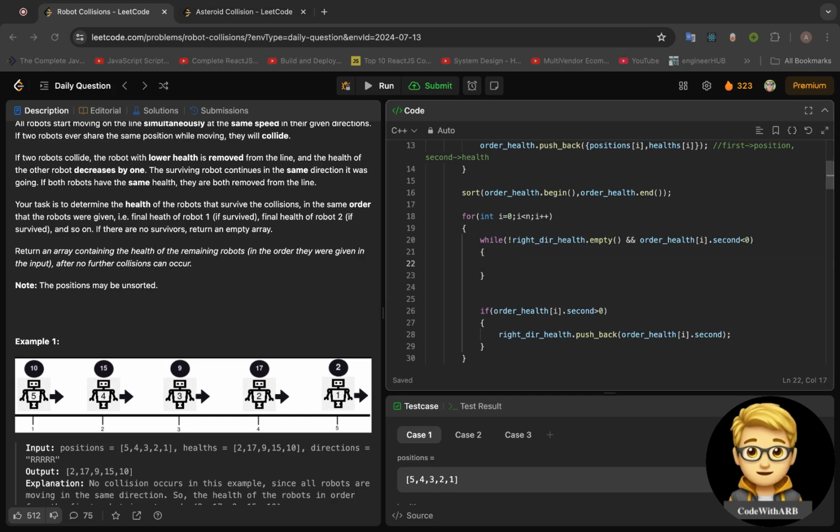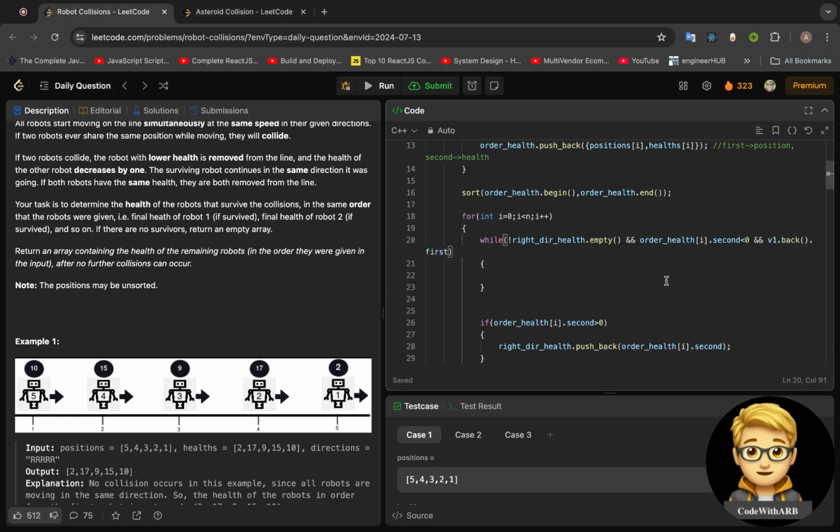And if we have, I will check again the same thing, whether the last order health value is less than the absolute value of the current health direction, right? Okay, let's analyze what I've written. This is just a check for whether we have right direction robots or not. If the order health I dot second is negative, I will check whether the last direction health is less than the order health or not.